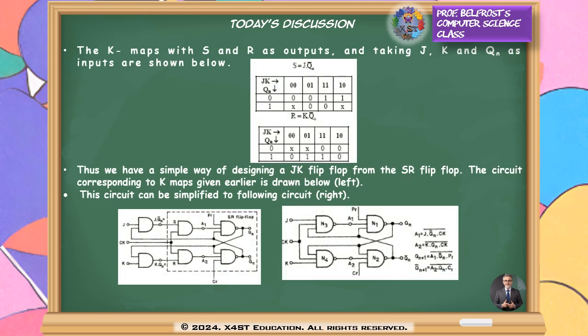Here are the K-maps with S and R as outputs, taking J, K and Qn as inputs. Thus, we have a simple way of designing a JK flip-flop from the SR flip-flop, and the circuit corresponding to the K-maps given earlier is drawn below, in the left part, and the right part shows how to simplify the circuit. Maybe you need to apply Boolean algebra to do this. I want you to practice this too.